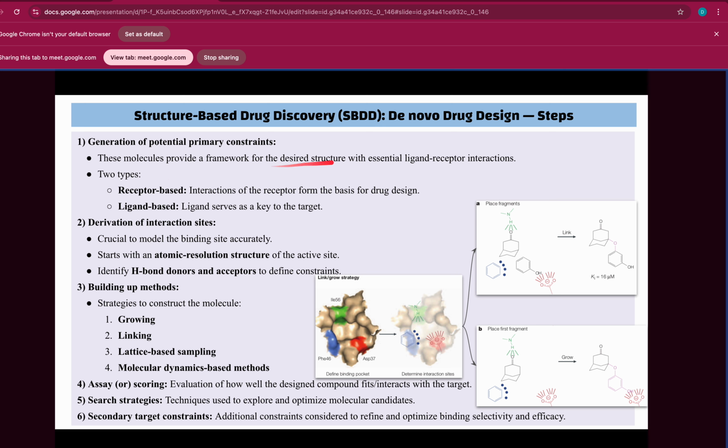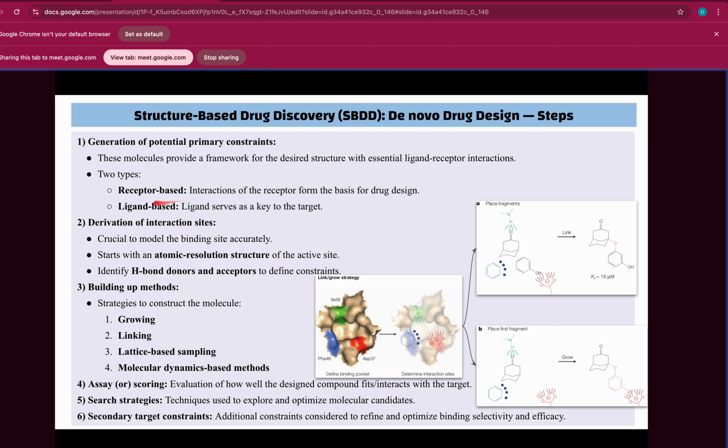Similarly, in this, as I have mentioned, you look for the binding interactions in the receptor, or you can say in the target protein, you look for the sites where it binds to the ligand. What are the groups which are present? That way you are looking for the interactions. Now, receptor based means interaction of receptors forms the basis for the drug design, whereas it could also be ligand based, in which the ligand could serve as the key to the target.